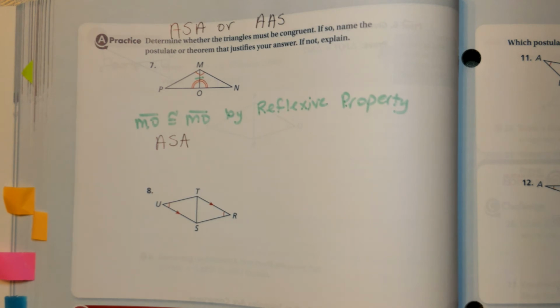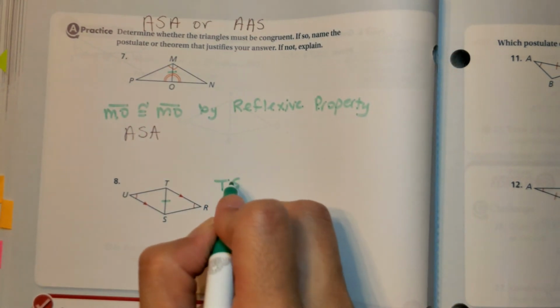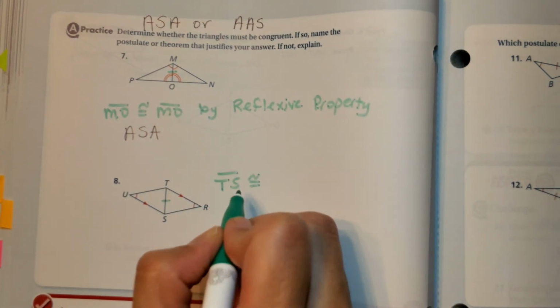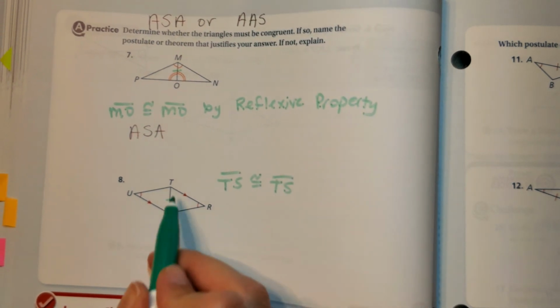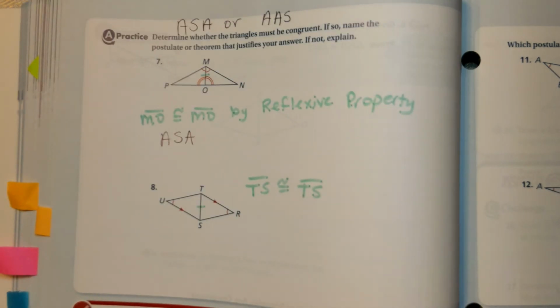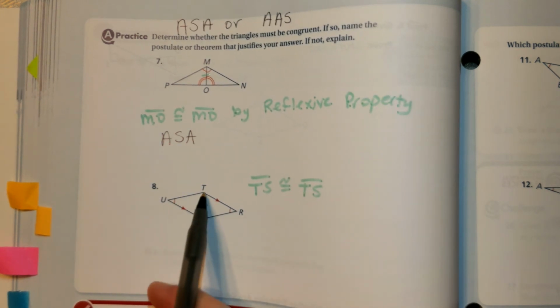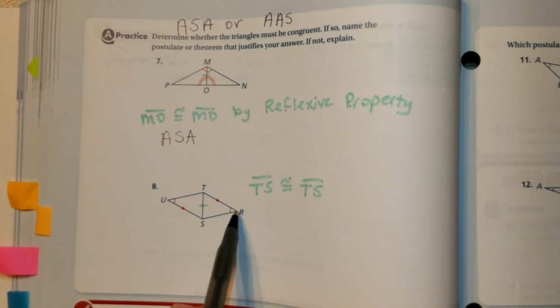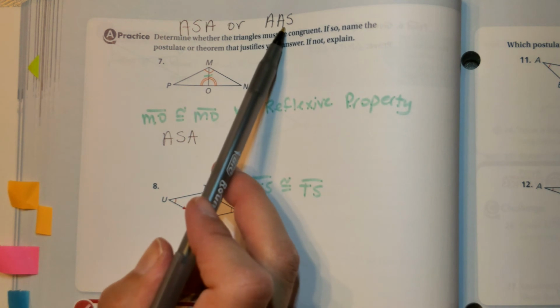Okay, so let's take a look at number 8. Again, I see a shared side, so I want to make sure I mark that. TS is congruent to, I think it's TS. So that side is congruent. Sometimes you mix the letters up. It might be backwards, but it's not a big deal. Okay, so all I've got is an angle and a side for one triangle, and then an angle and a side for this one. You need to have three, either angle, side, angle, or angle, angle, side.